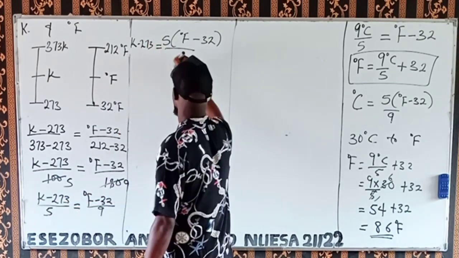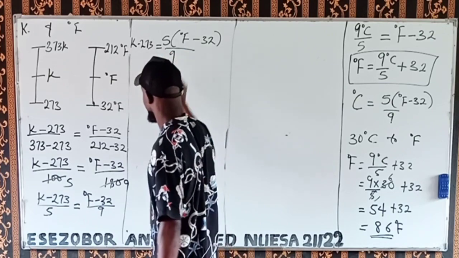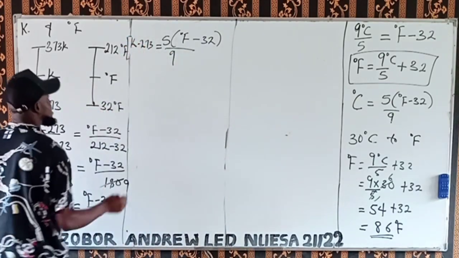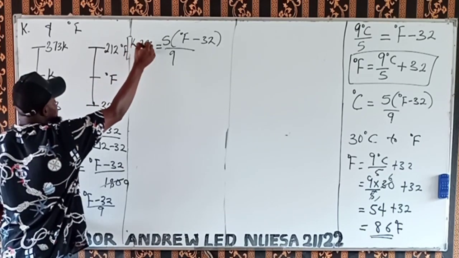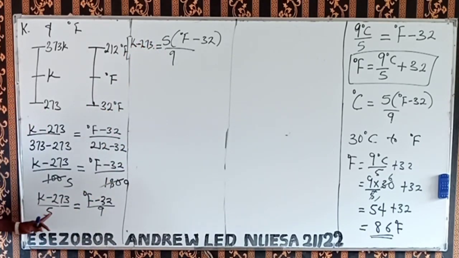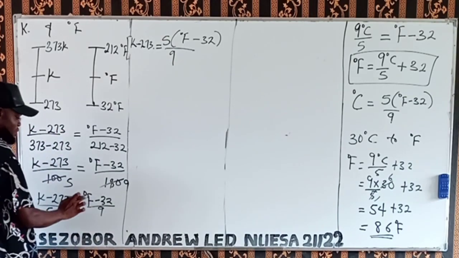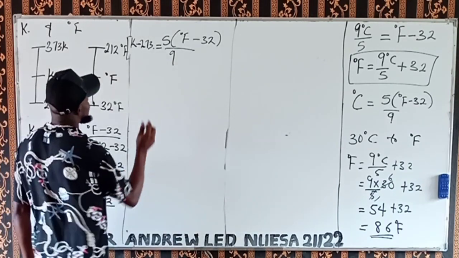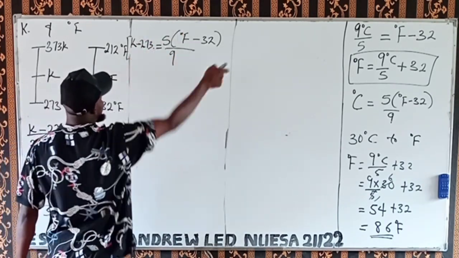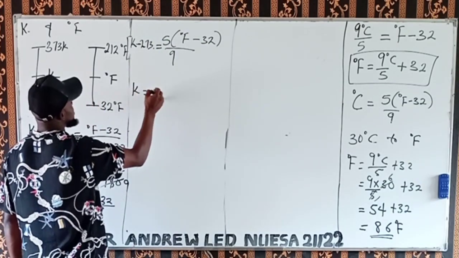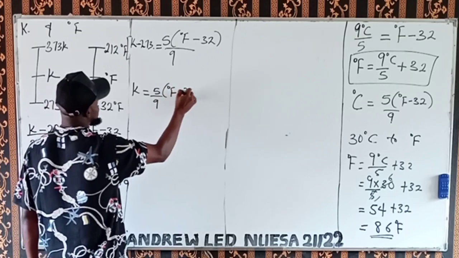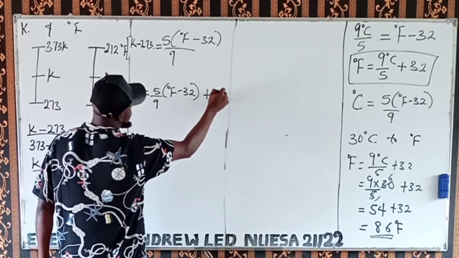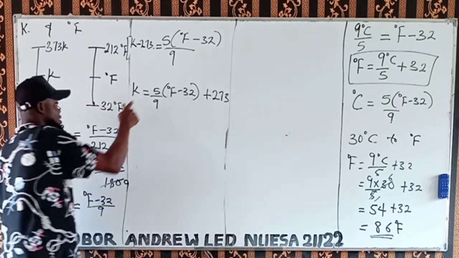I hope you can understand that. You see I have K minus 273, so this one is still K minus 273 equal to 5 times degree F minus 32, then over 9. So this minus 273 will now go to the other side. We have K equal to 5 over 9 bracket degree F minus 32, everything plus 273. So K is the subject of the formula.